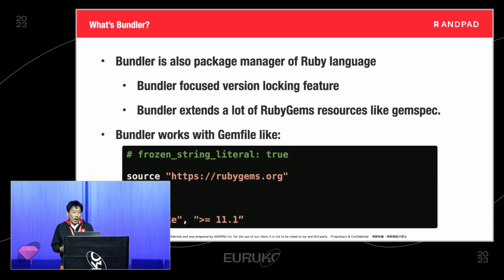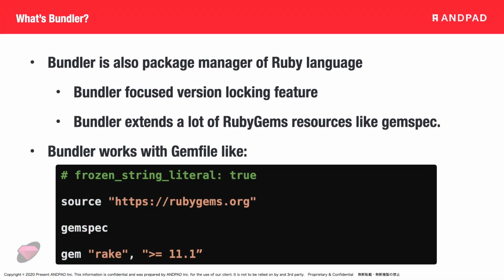Next, I introduce Bundler. RubyGems has a user interface and dependency resolution, but it doesn't have the ability of version locking. Bundler provides this version locking functionality. This version lock is achieved by using a Gemfile, which you may be familiar with from your Rails application.